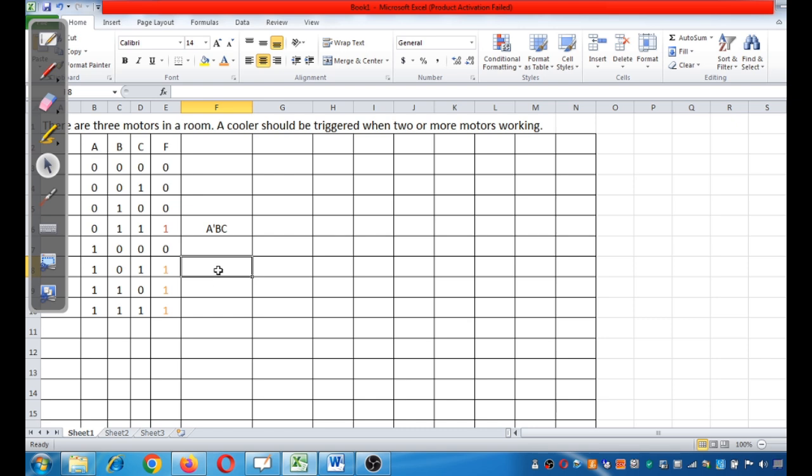The term will be A, B prime, C. That means A, B prime, C will produce a logic high only when A equal to 1, B equal to 0 and C equal to 1. For all other combinations, A, B prime, C will produce a logic 0. Then 1, 1, 0, the term will be A, B, C prime. This term will produce a logic high only for the combination 1, 1, 0. The last one is A, B, C.